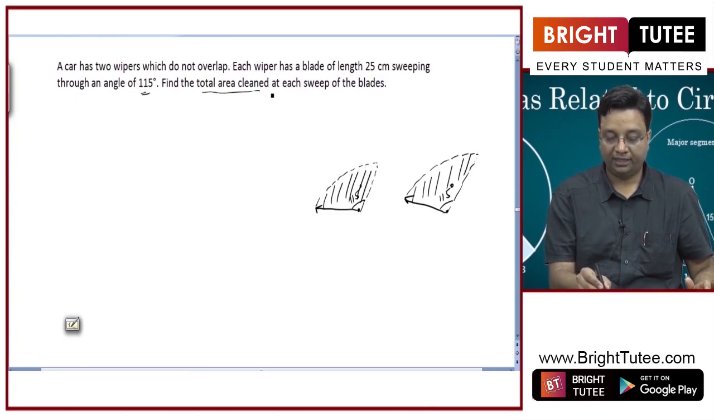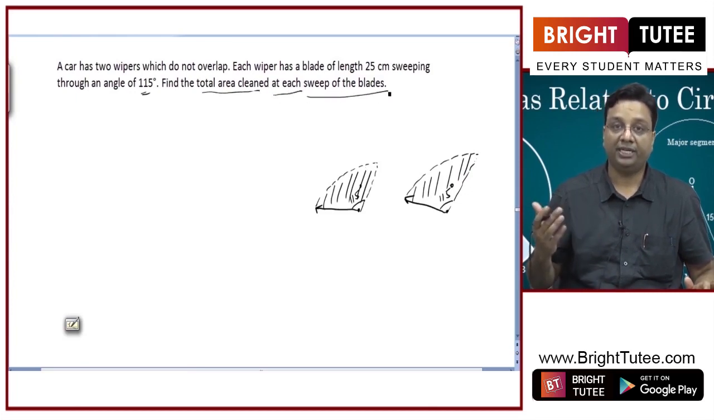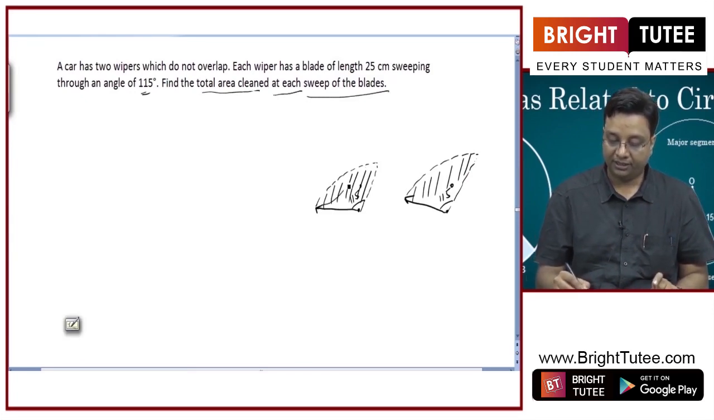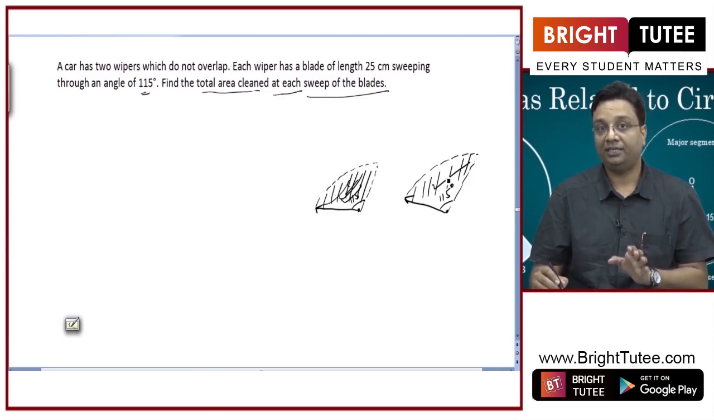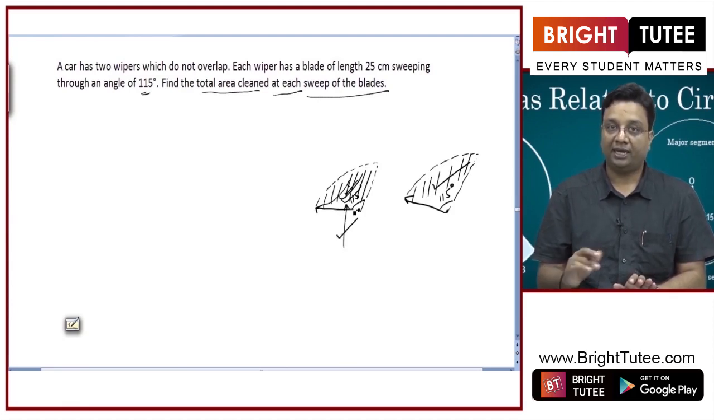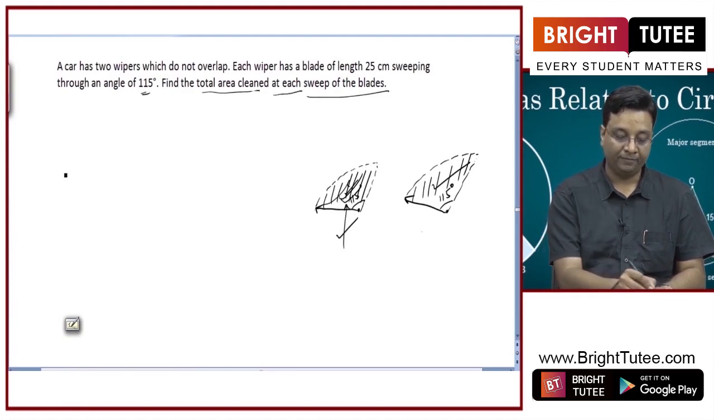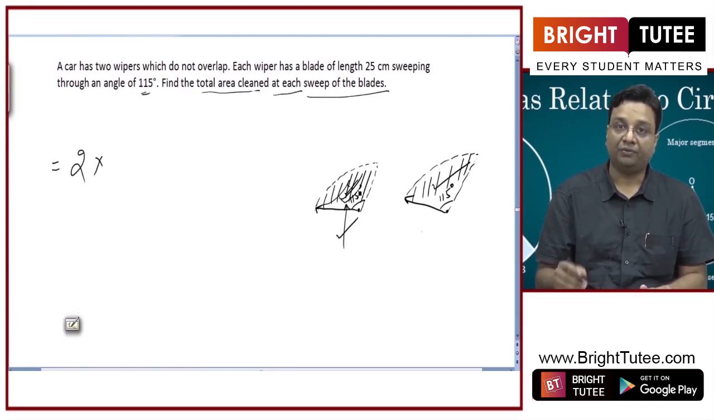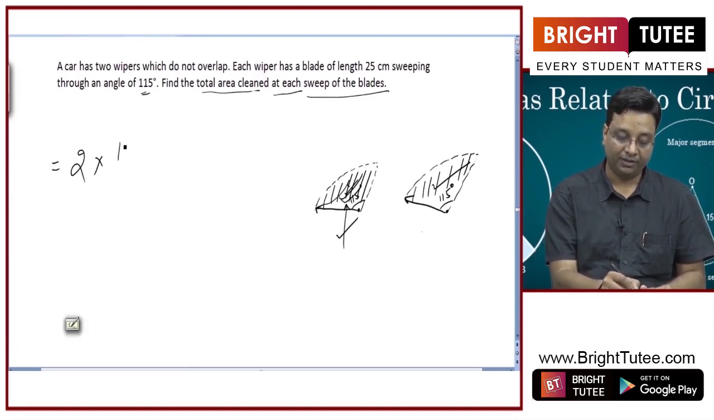Find the total area cleaned by each sweep of the blades. So at one sweep of the blade, it will clean this area. One blade will clean this much area, second blade will clean the same area, right? So if I calculate the area cleaned by this one wiper, I can just double it to find the total area. So it will be double the area cleaned by one wiper, which is 115 by 360, theta by 360 pi r square, right?